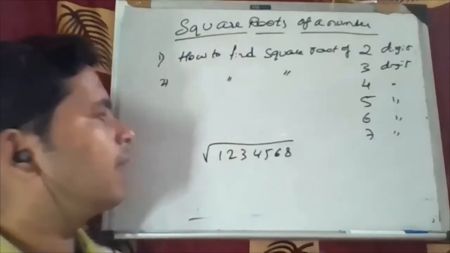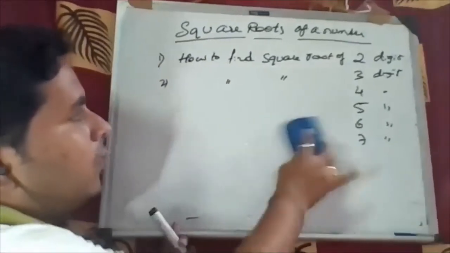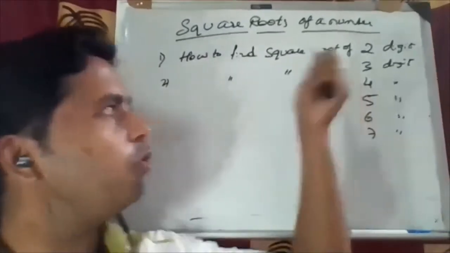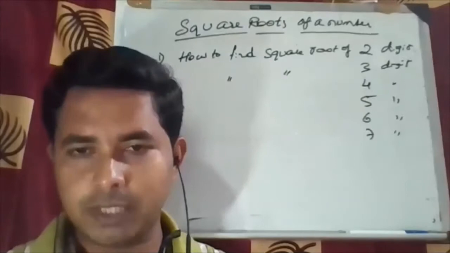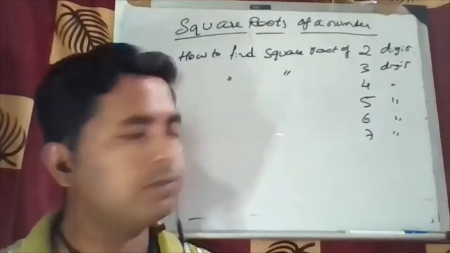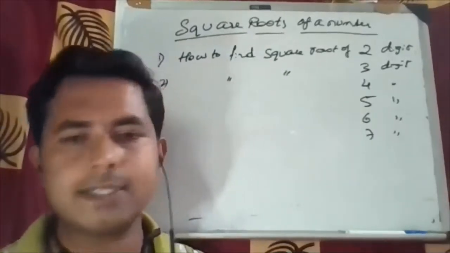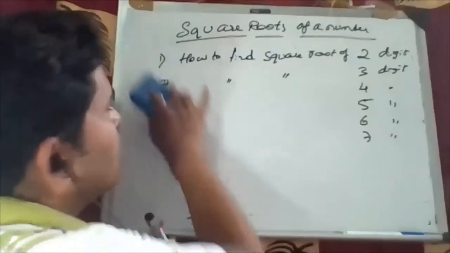So here I'll give tricks, or a method, for how to find the square root of 2 digits, how to find the square root of 3 digits, and how to find the square root of 4, 5, 6 and 7 digits. Okay, so we'll see that one by one.